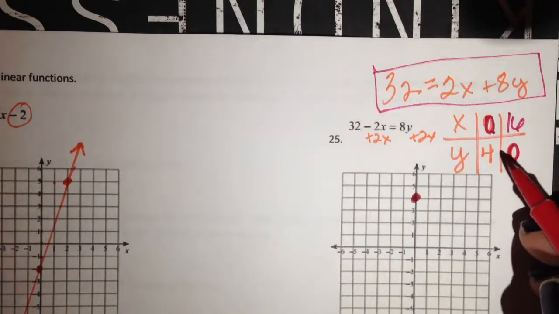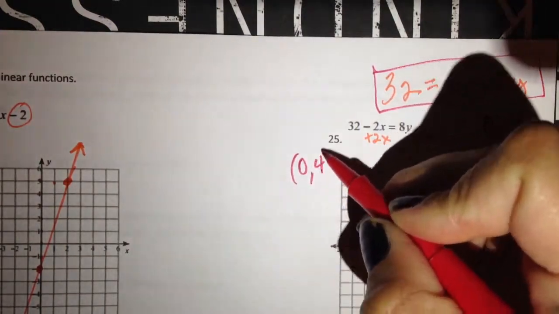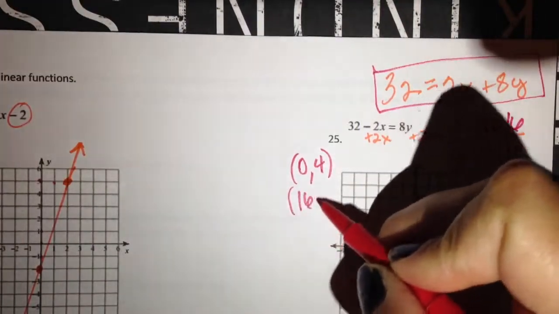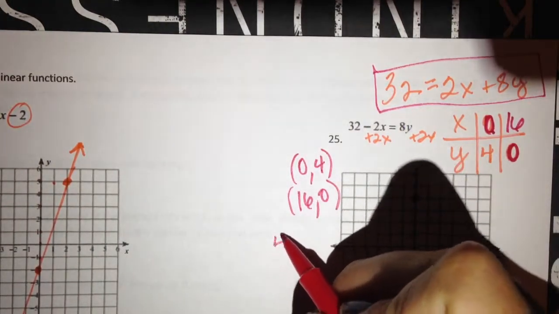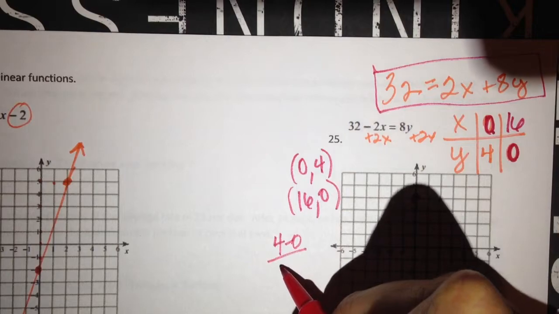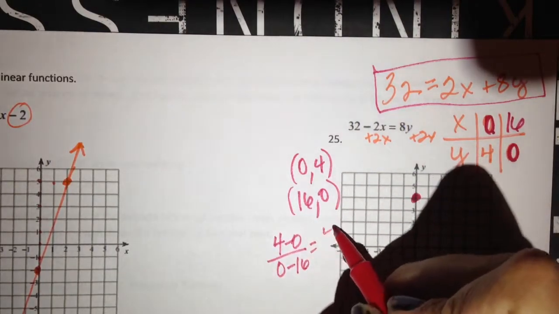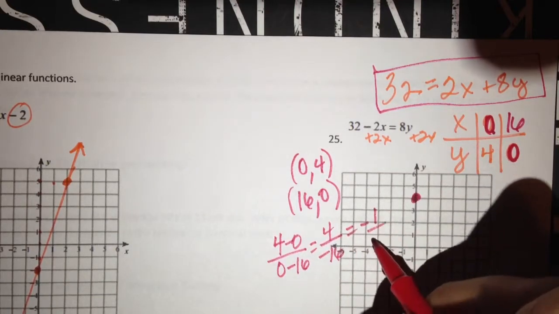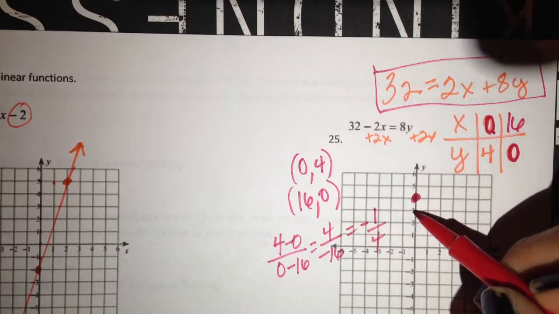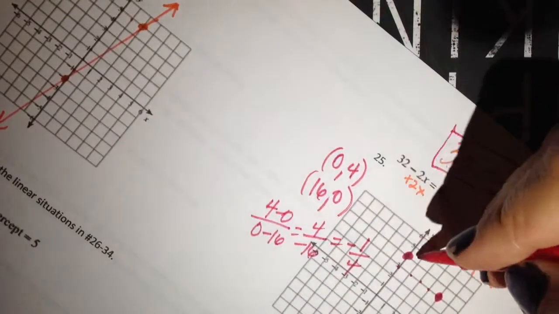But what I do have right now is two pairs, x and y: (0, 4) and (16, 0), and I can do a quick slope calculation now that I have the y-intercept. The difference in the y value is 4 minus 0 in the numerator. The difference in the x value is 0 minus 16 in the denominator. 4 over negative 16 is going to reduce to negative 1/4. So from here I can go down 1 to the right 4 and draw my line.